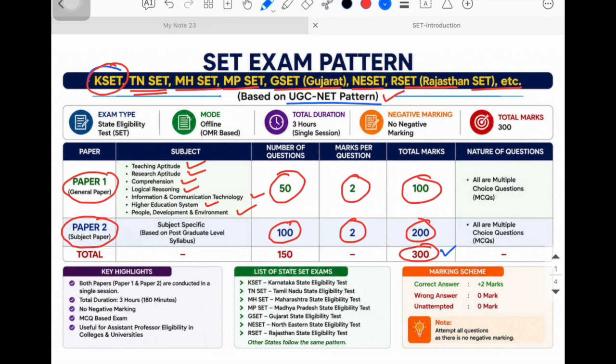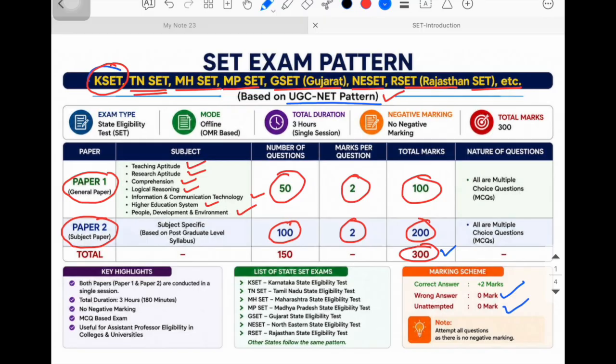But nowadays, in the last 2-3 years, it has changed. In every state, they are conducting paper 1 and paper 2 in the same session, except in Kerala. I will come to that point also. Here, for a wrong answer there is no negative mark, just like in CSIR NET there is no negative mark. If you leave a question unattempted, you will get no mark. If your answer is wrong, still you need not worry, there is no negative mark.